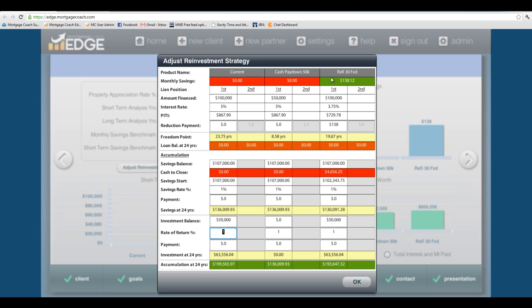Now for the refi 30 fixed, what I did is we're saving them $138 a month on the mortgage payment by doing the refi. So I reinvested this $138 straight back into the mortgage as a principal reduction payment. That carried their new freedom point below where they're at right now. Now this is a good thing because this is actually going to add to their equity and add to their net worth over time.